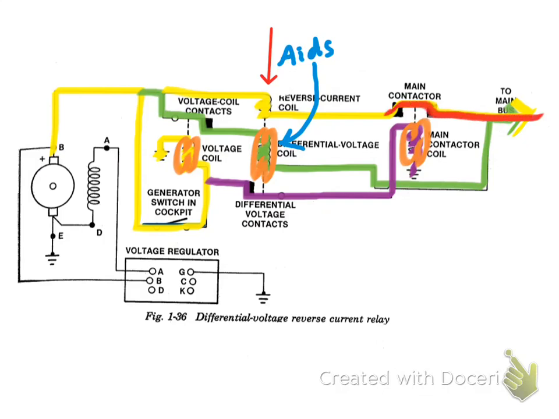Exactly. So if we have something, for example, the generator's not putting out enough current and the battery is higher than the generator voltage and current tries to go backwards and drain to ground, which would drain your battery, now that changes the direction of current through that coil, and that's going to allow those points to open. It's actually going to push those points open. So now the reverse current coil is, instead of aiding, it's opposing the differential voltage coil. It will force the differential voltage contacts to open.